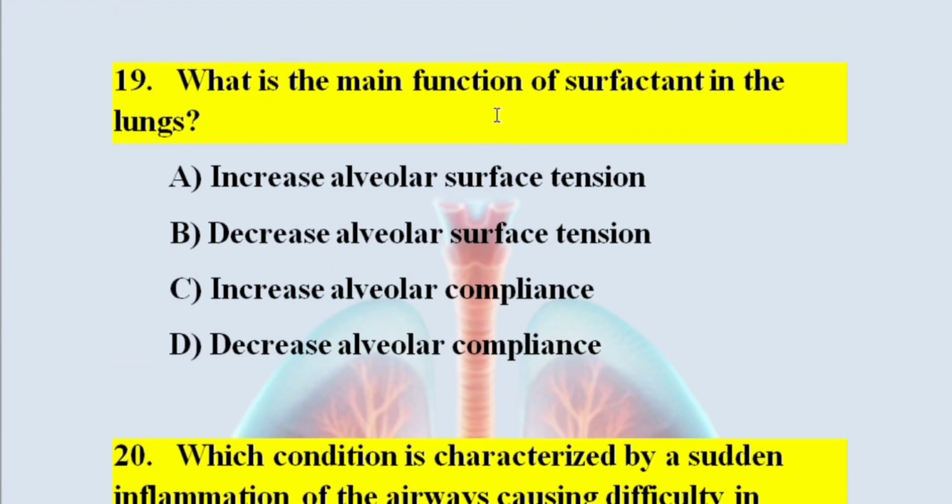What is the main function of surfactant in the lungs? Alpha, increase alveolar surface tension. Beta, decrease alveolar surface tension. Charlie, increase alveolar compliance. Delta, decrease alveolar compliance. So here the right answer is decrease alveolar surface tension.